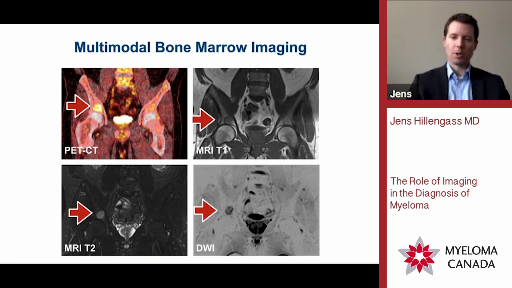And this is a new technique. I will briefly talk about that later. It's an MRI technique without contrast agent, without radiation, that also shows with a high contrast the changes in the bone marrow. So these are the so-called focal lesions in different imaging techniques.